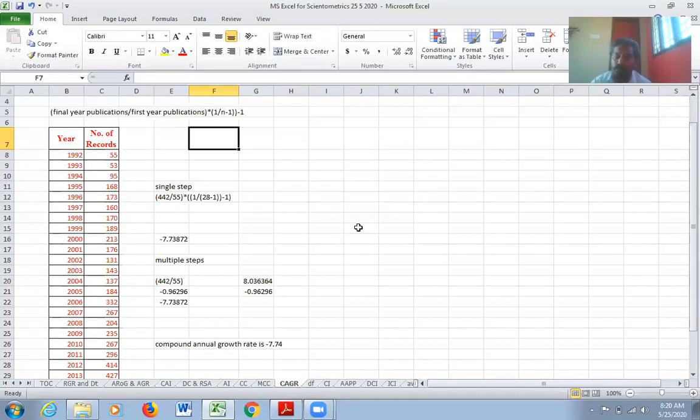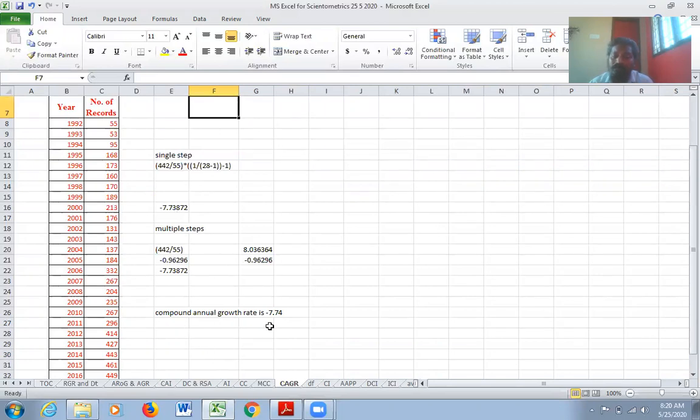So I have taken 28 years of research output for my study. So 28 minus 1, close the bracket, then minus. So what's the answer? Minus 7.74. So that is the compound annual growth rate.